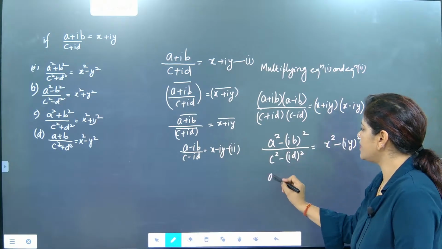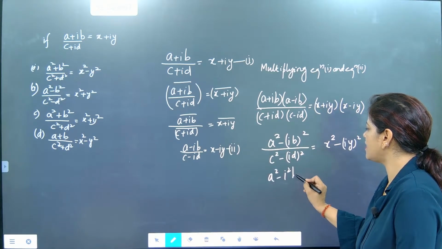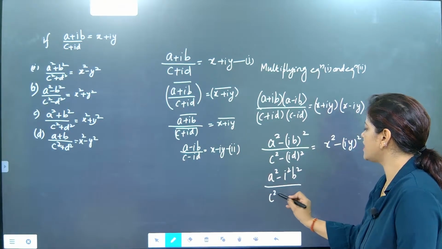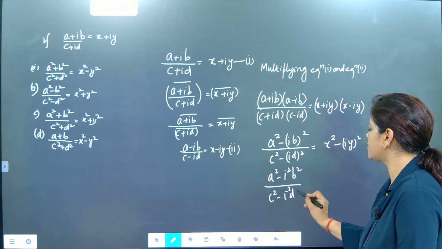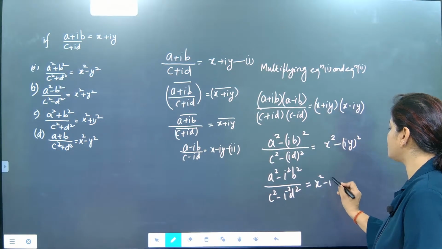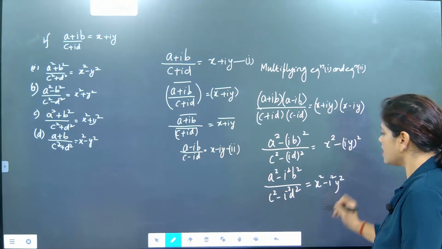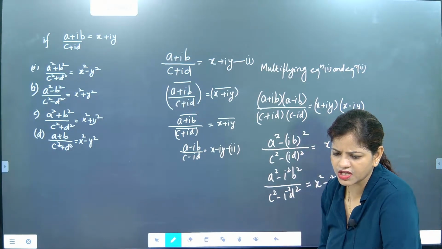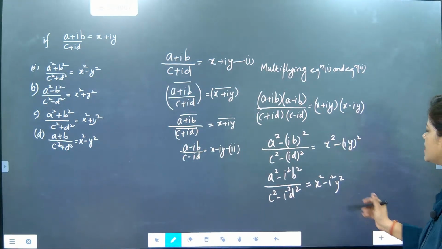So it will become a square minus i square b square, c square minus i square d square, and here also x square minus i square y square. Come on children, from here did you get the answer? Which option is going to be the correct one?